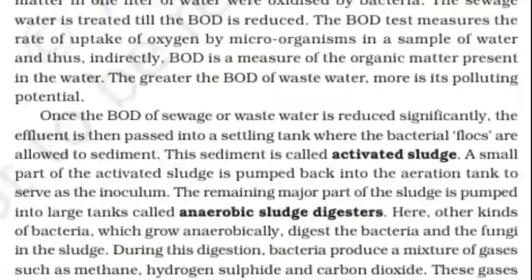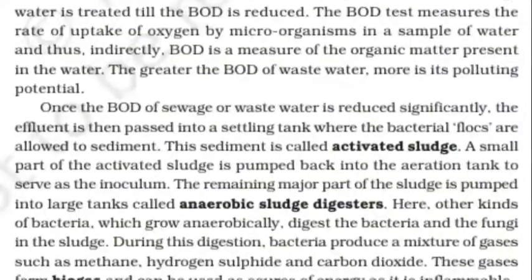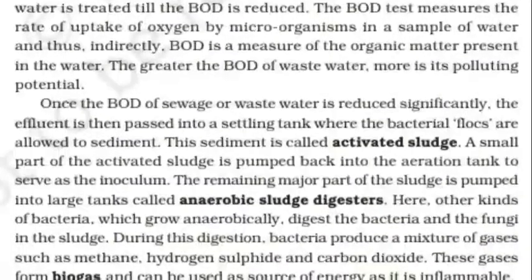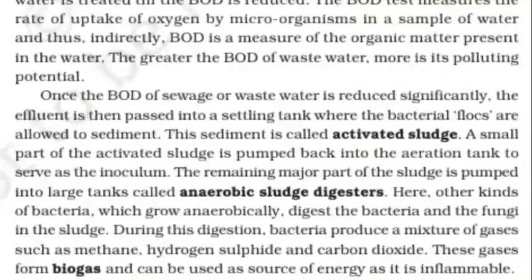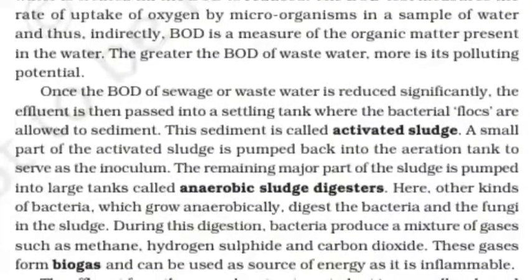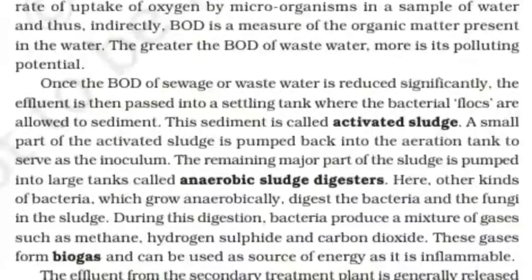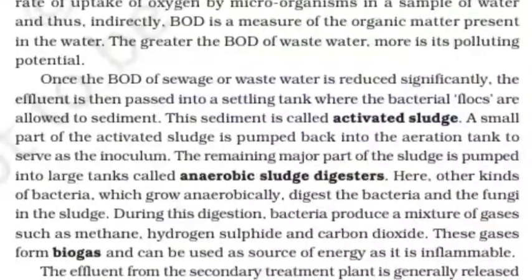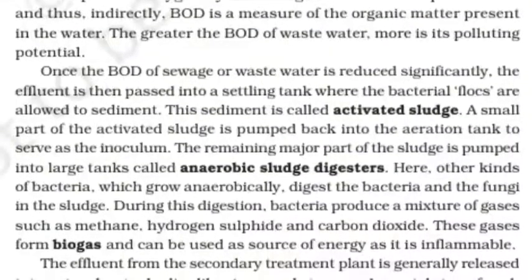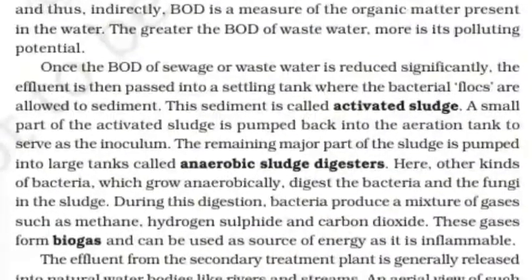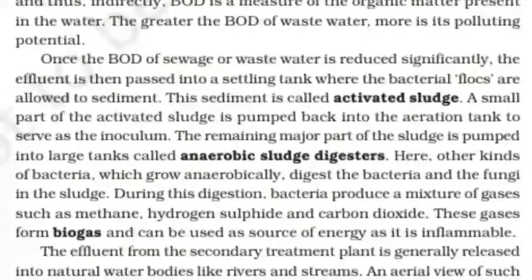The remaining major part of the sludge is pumped into a large tank called an anaerobic sludge digester. Here, other kinds of bacteria which grow anaerobically digest the bacteria and the fungi in the sludge. During digestion, bacteria produce a mixture of gases such as methane, hydrogen sulfide and carbon dioxide. These gases form biogas and can be used as a source of energy as it is inflammable.